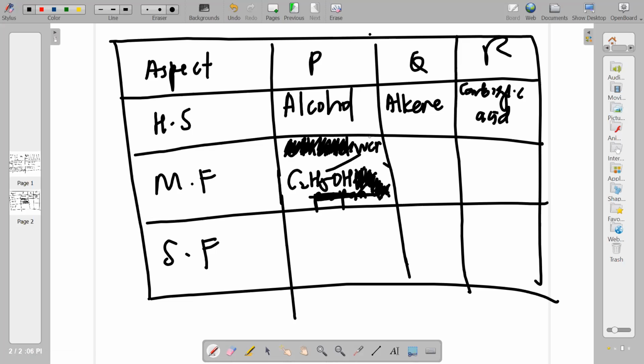Farisha, sir. Okay, Farisha, my molecular formula for Q? Is it C2H4? Excellent. Okay, it underwent dehydration. Good job. Okay, Farisha, you choose your R molecular formula.